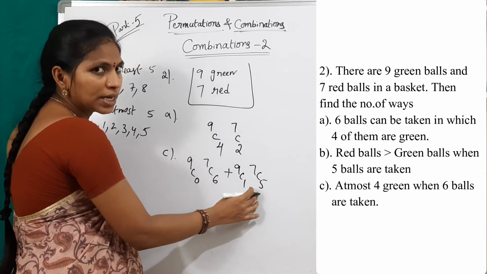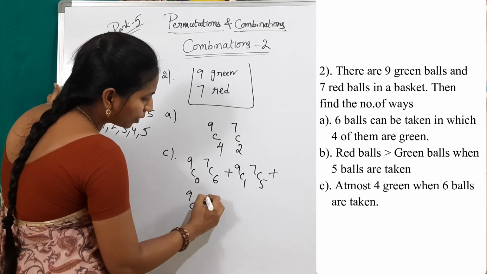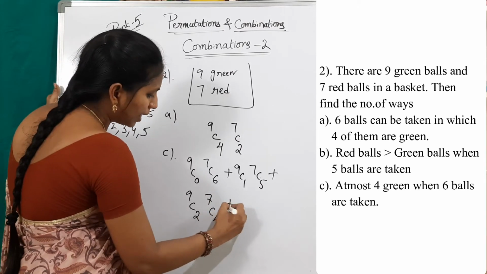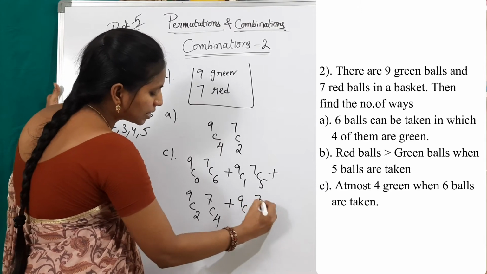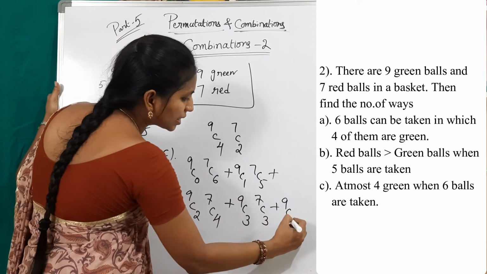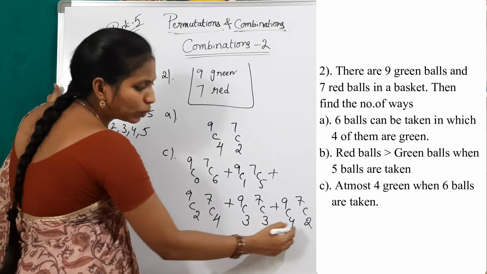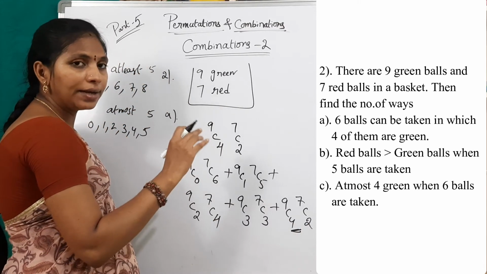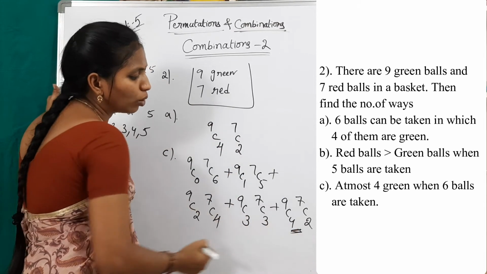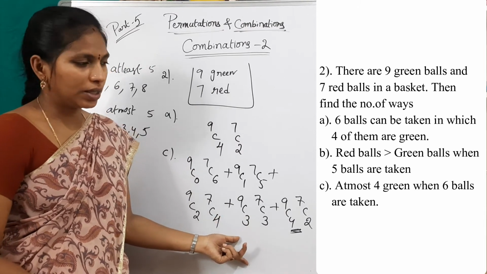Total how many balls? 6 balls. Plus 9C2, 7C4 plus 9C3, 7C3, plus 9C4, 7C2. Up to 9C4. Don't write 9C5, because here it is at most 4 green, up to 4 only. Do solve and find out the answer for this one.